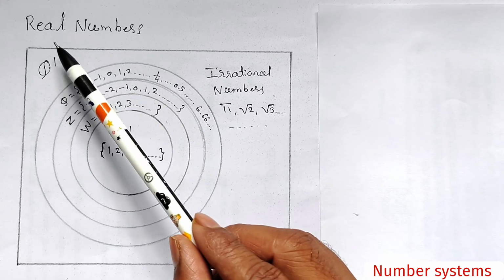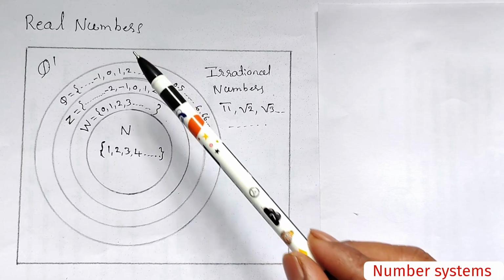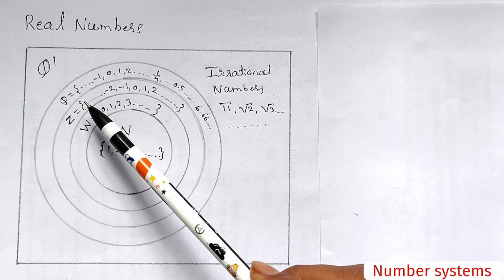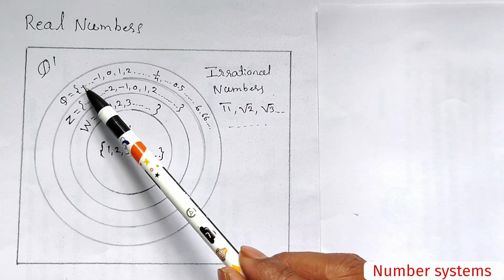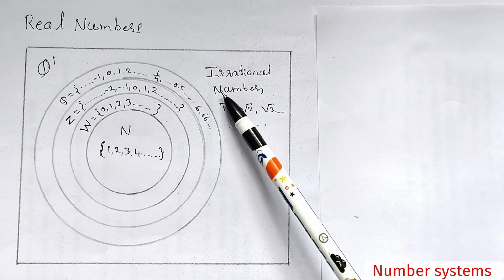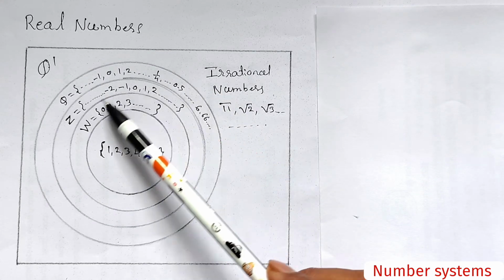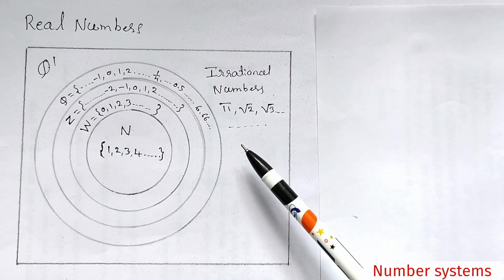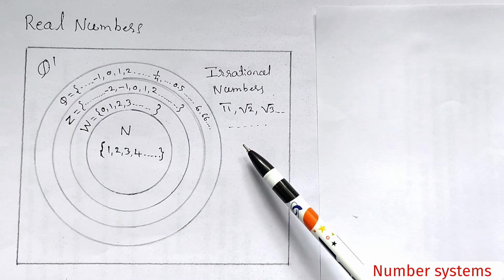Dear students, real numbers. Real numbers include natural numbers, whole numbers, integers, rational numbers and irrational numbers. This group of numbers we call real numbers. Dear students, knowing these things we can solve the exercise problems.